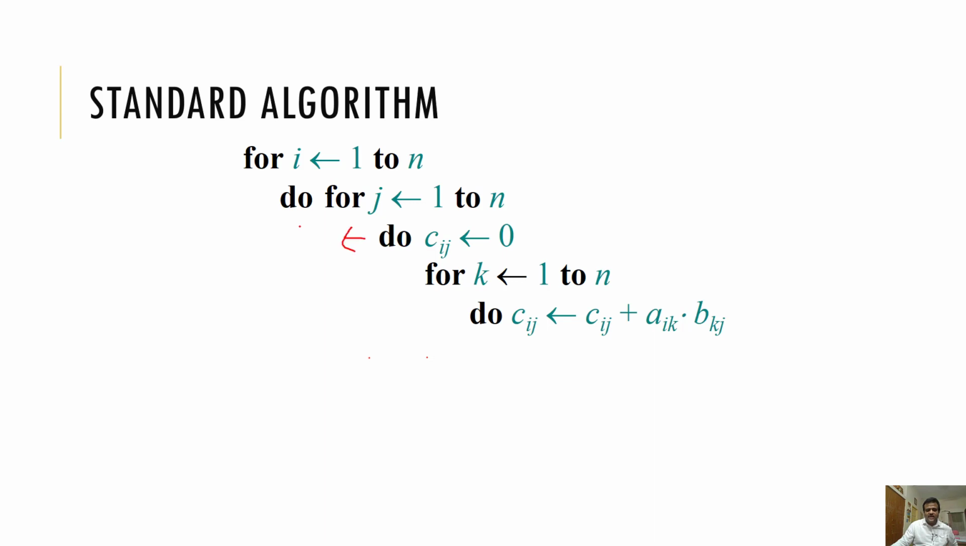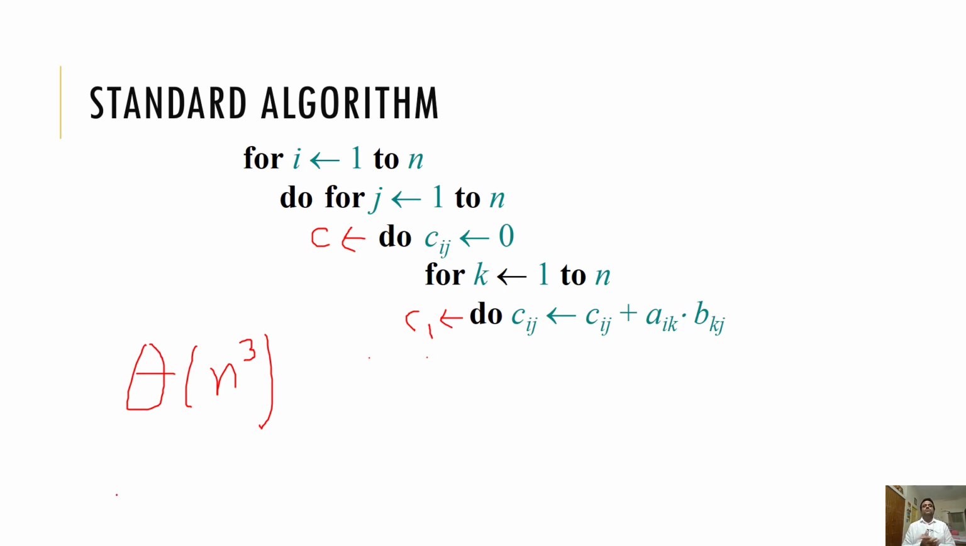This is just an assignment, so we are doing some constant time over here, and this is another loop of size n, but whatever we are doing here is another constant c1, so theta of 1. So we basically have 3 for loops, each of size n, and everything inside is theta of 1. That will give us an order of n cube algorithm. So the time complexity of this standard matrix multiplication algorithm is order of n cube.